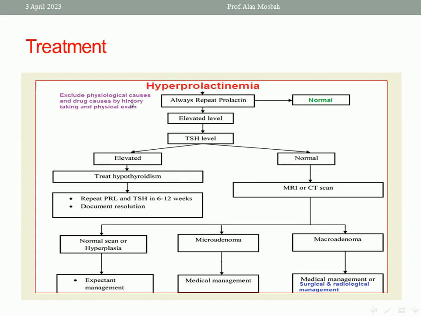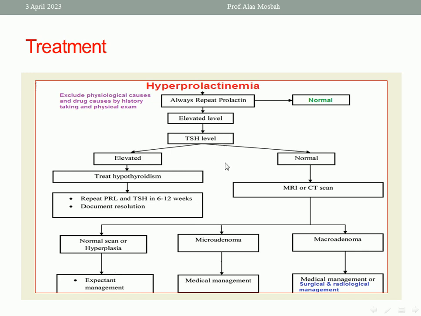First, exclude the physiological causes or drug causes by taking history and doing physical examination. Then, don't depend on one test for hyperprolactinemia, especially if it is slightly elevated. You should repeat it, and if you repeat it, please repeat it mid-morning and fasting to be accurate as regards the result. If you repeat it and find it normal, it's okay, no problem. If it's still elevated, what are you going to do?